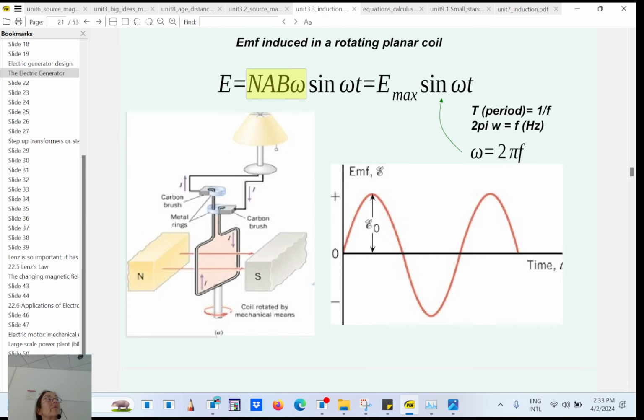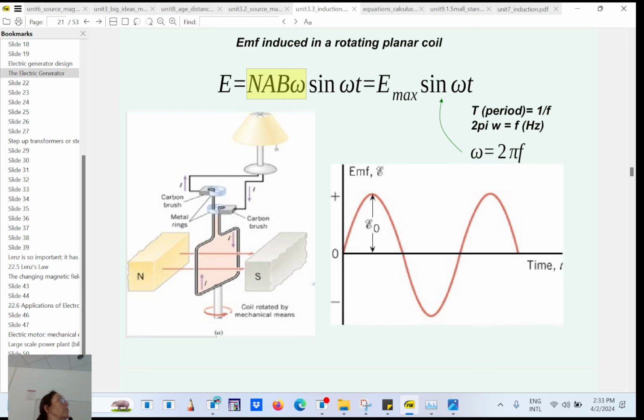So the peak EMF depends on what? What is N? Number of loops, very good. What is A? The area attached to the loop that is spinning. What is B? The magnetic field in which the loop is spinning. And omega is the rotational speed, how fast it's spinning. If you make it spin faster, the voltage will increase.